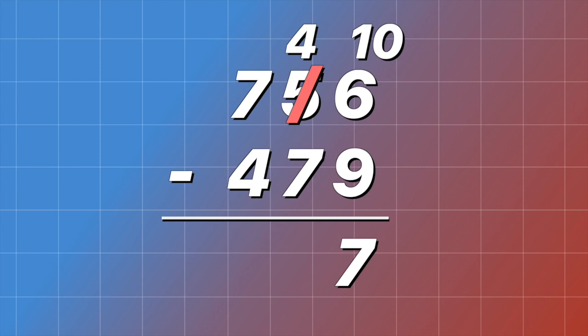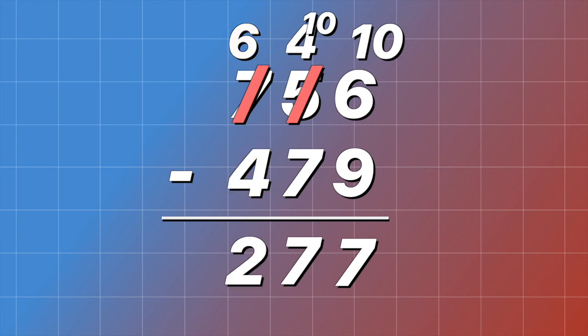Moving to the tens column, 4 minus 7 isn't possible without borrowing 100. We borrow 100 from the hundreds column, changing 7 to 6. We add 10 to 4, making it 14. Then, we subtract 14 minus 7, resulting in 7. We write this below the horizontal line in the tens column. Moving now to the hundreds column, 6 minus 4 is 2. We write down the 2 in the hundreds column. The answer of 756 minus 479 equals 277.